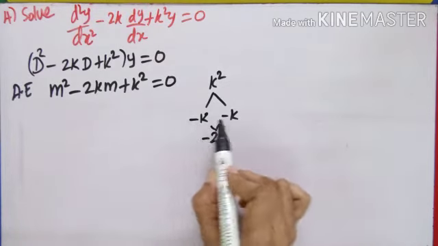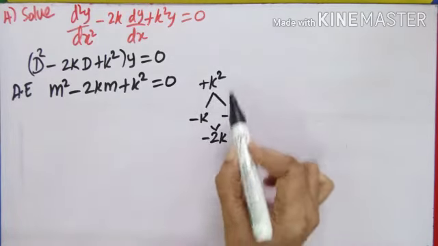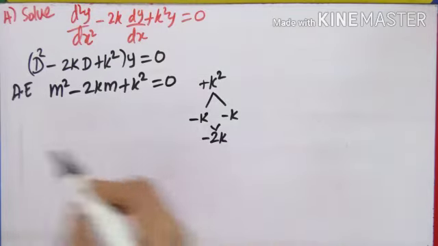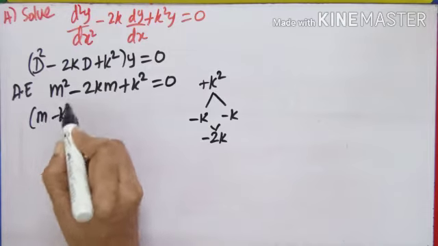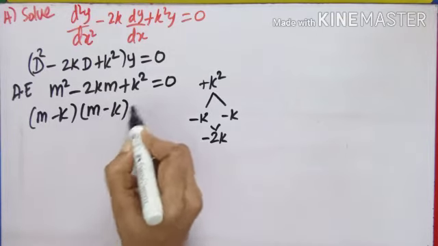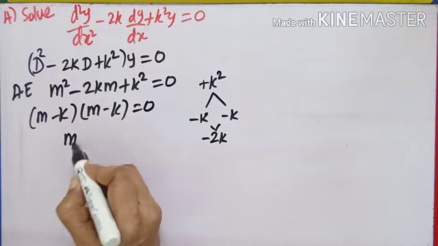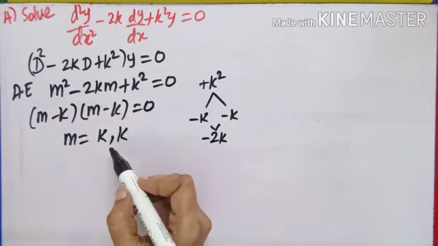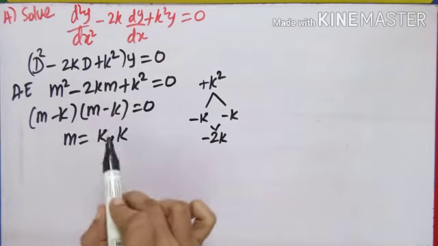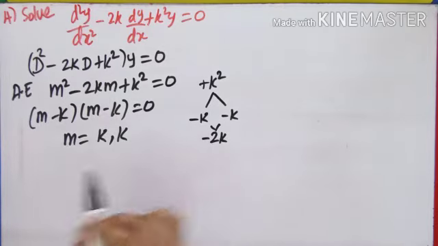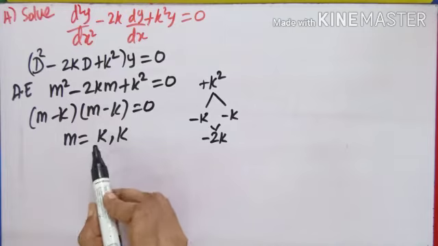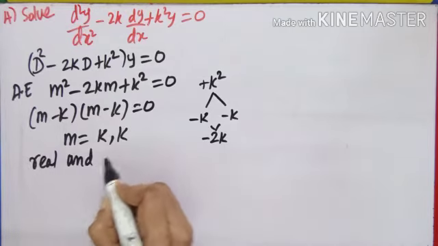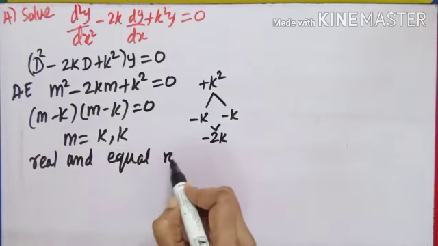Check whether it is right. Minus into minus plus. K into k, k square. Minus k gives me minus 2k. So my answer is m minus k into m minus k equals 0, or m is equal to k comma k. K is just a number. Do not get confused. It's just a number like 7, 8 like that. So m is having k and k. So I will say real and equal roots.